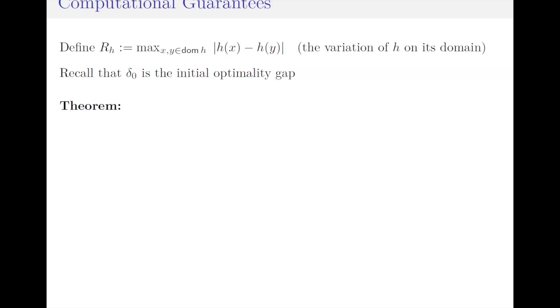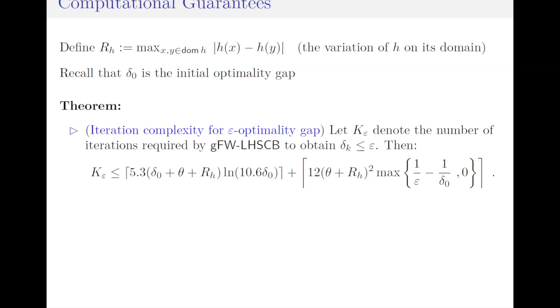But here, because we allow h to be a non-indicator function, for example, an L1 norm or some kind of L2 norm, this RH can be non-zero, but it is the variation of h on its domain. And also, we have this delta 0 to denote the initial optimality gap. And here is our theorem.